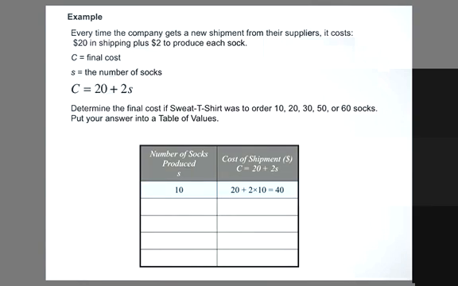For 10 socks, it's 20 plus 2 times 10, or $40. For 20 socks, it's $60. For 30 socks, it's $80. For 40 socks, it's $100. And for 50 socks, it's $120.